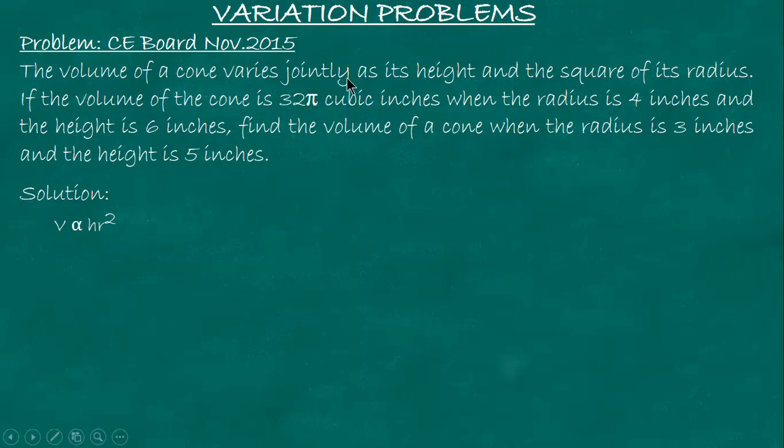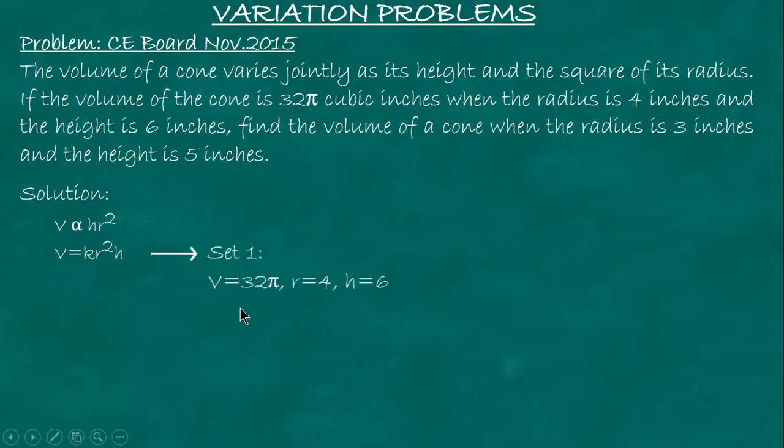Like, varies directly as its height and also the square of the radius. So jointly is the same as that. So it varies directly with the height and the square of the radius. So we introduce a constant, and we just rearrange it: k R squared H. So this is our equation, same as before, with two sets of values.